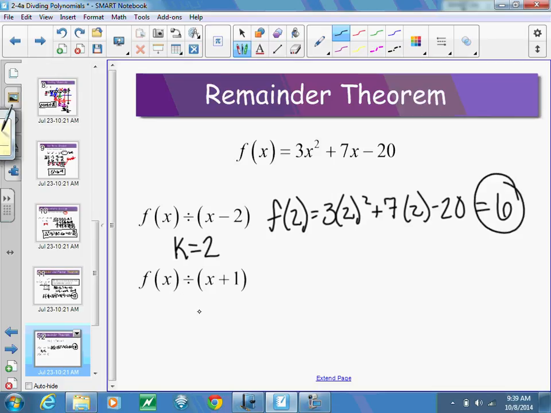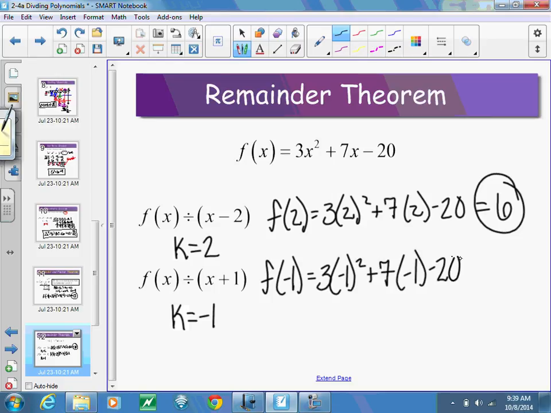If I want to divide by x plus 1, this is telling me that k is going to equal -1. So take the function of -1, 3 times -1 squared, plus 7 times -1 minus 20. And as I continue to work this out, we should end up with -24. And this would tell me that I have a remainder of -24.